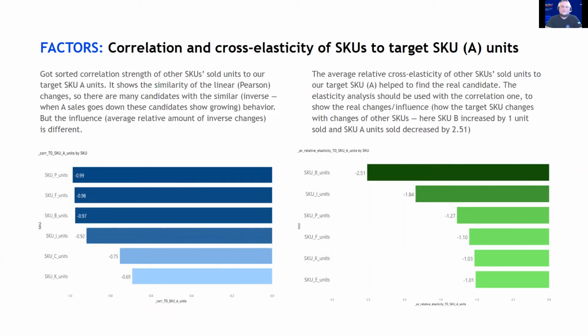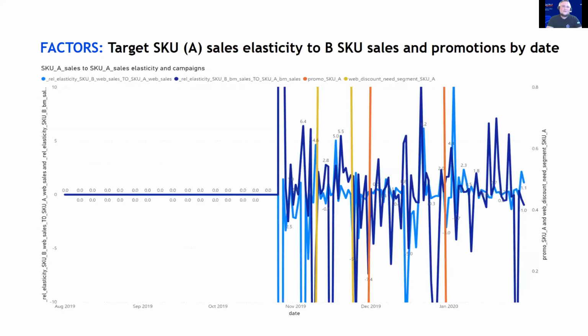We also provided a sorting operation for it and found that SKU B had the most negative level, 2.51. That means that if our SKU A decreases by 1 unit sold, SKU B increased by 2.51 units. So it is a very huge elasticity, highly elastic, exactly. And then we tried to plot them and to see how they were dependent.